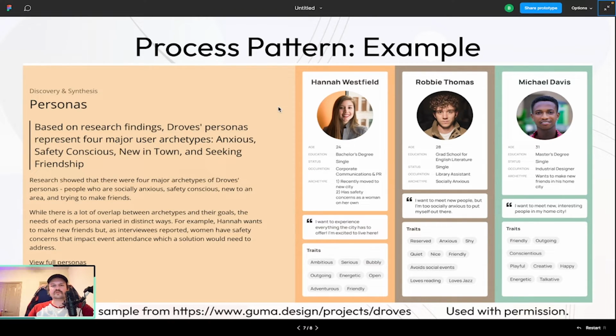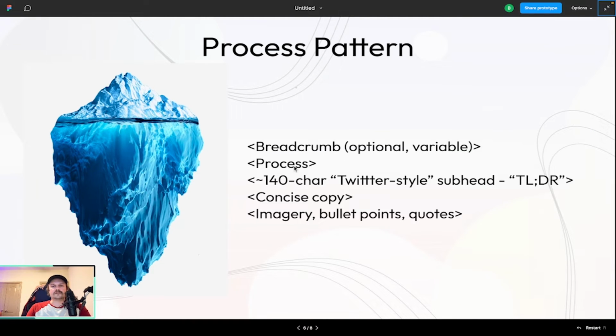And we talked a lot about not portfolios necessarily, but we talked a lot about case studies the other night in the fireside chat. And this is from his website, and he allowed me to use the screenshot, and I thought this did a fantastic example of what this previous screen right here just talked about. So if we remember these 5 things, we had the breadcrumb, name of the process, a short subhead, your concise copy, and then sort of imagery, bullet points, quotes.